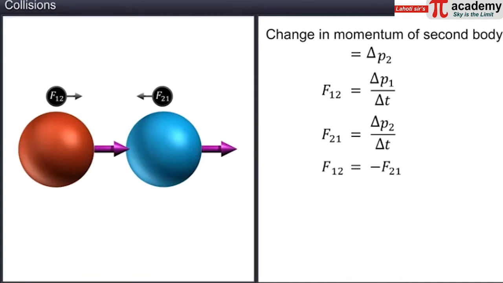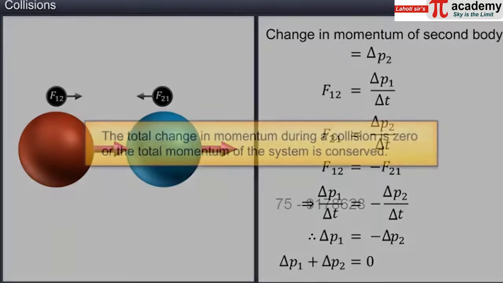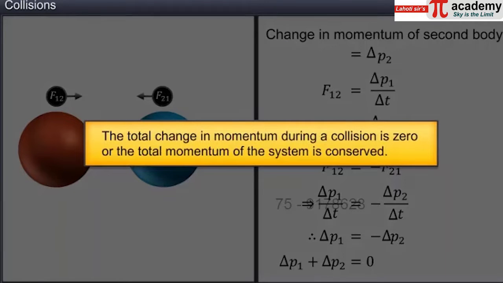Since F12 is equal to minus F21, this implies that delta P1 by delta T is equal to minus delta P2 by delta T. Therefore, delta P1 is equal to minus delta P2, or delta P1 plus delta P2 is equal to 0. Hence, we can say that the total change in momentum during a collision is 0, or we can say that the total momentum of the system is conserved during collisions.